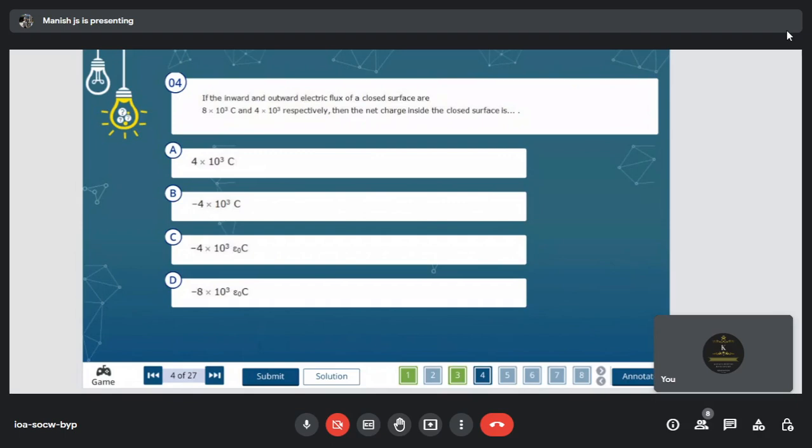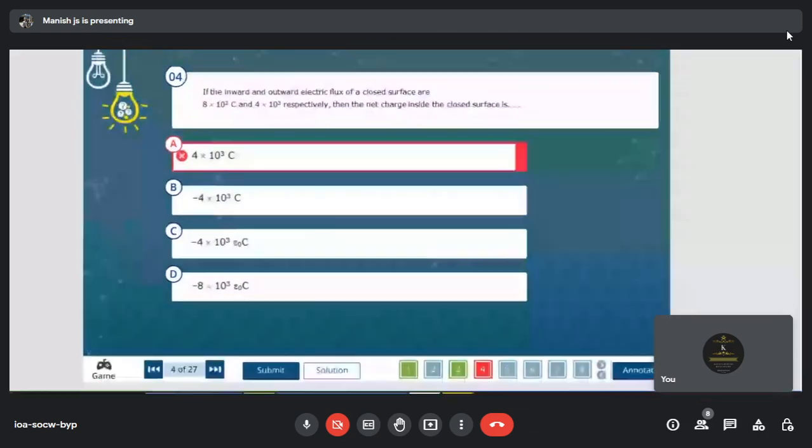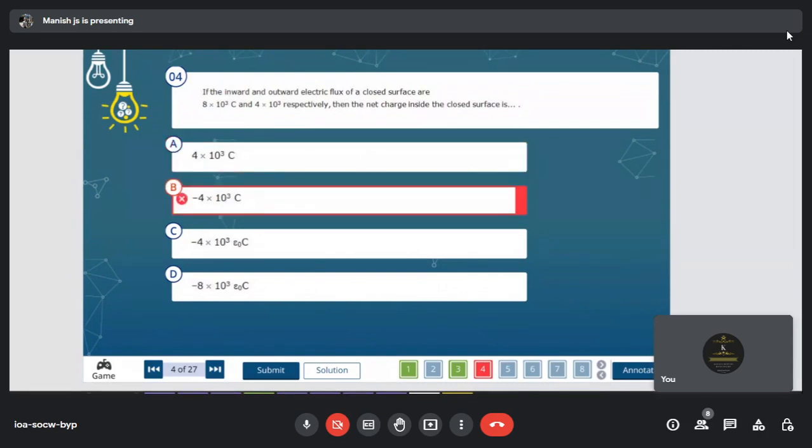So what is the 4 into 10 power 3? No, it's not 4 into 10 power 3. They have told inward and outward, so what would be the answer? Option D, Option B, or C, sir? Okay, so how are we doing this? Outward minus inward, sir. Yes, so inward and outward are given for a closed surface.